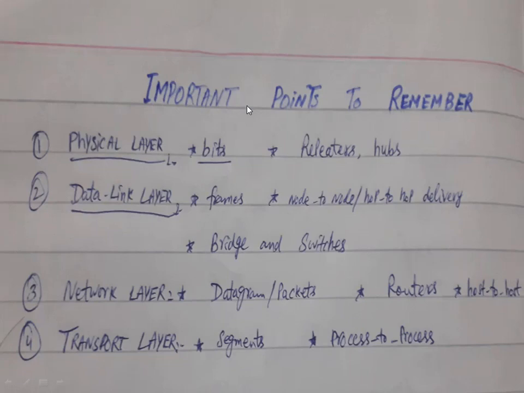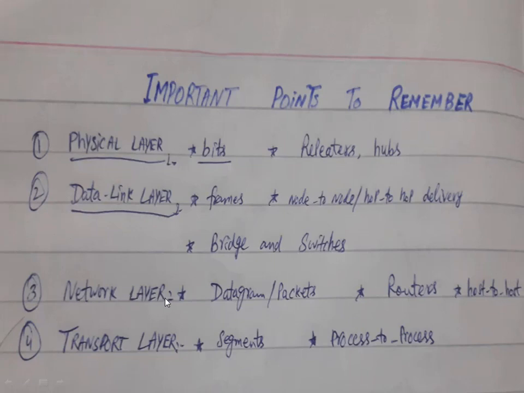So these are the most important points you have to remember. In the physical layer the data is in the form of bits, and repeaters and hubs could be used. The second one is the data link layer. In the data link layer the data is in the form of frames, and data delivery is node to node or hop to hop. At the data link layer we can use bridges and switches.